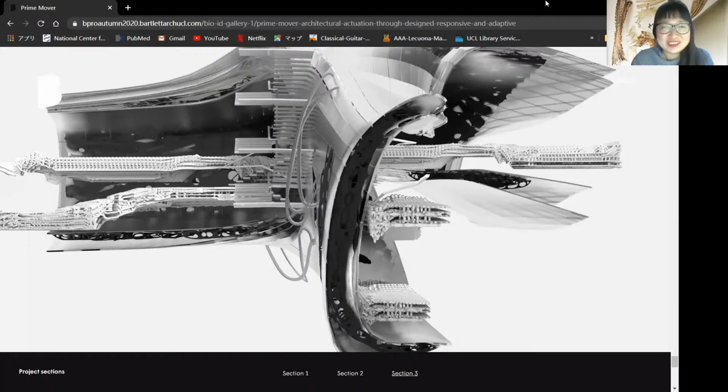Hello, my name is Aurora Li. I am one of the MArch students in BioID and one of the team members in Project Prime Mover. Prime Mover is a project developed in response to the urgency to act on climate change. Through this project, we're investigating a responsive and sustainable mechanism in architecture in order to allow the human-built environment to melt back to nature and to incorporate the philosophy of change and adaptation into the material of our built world.